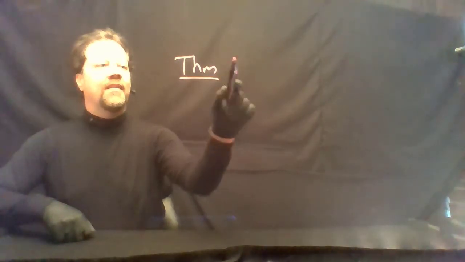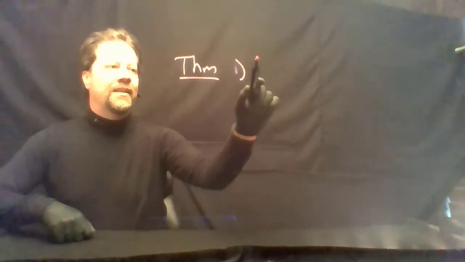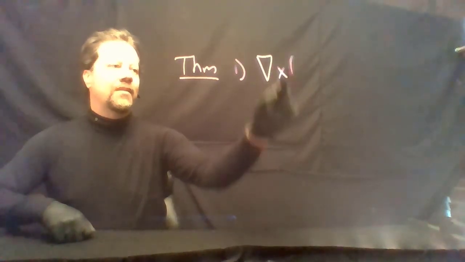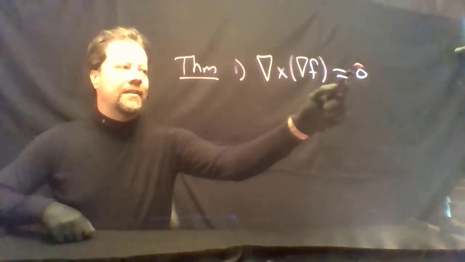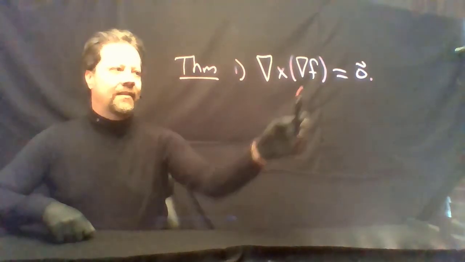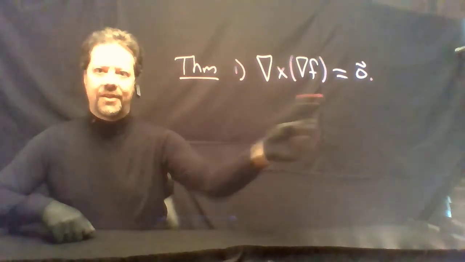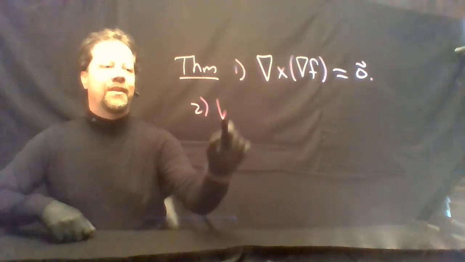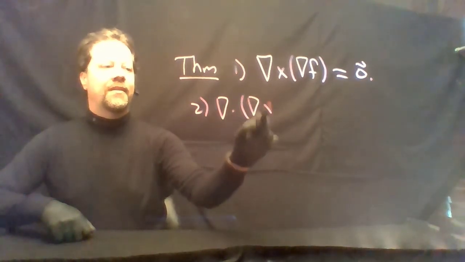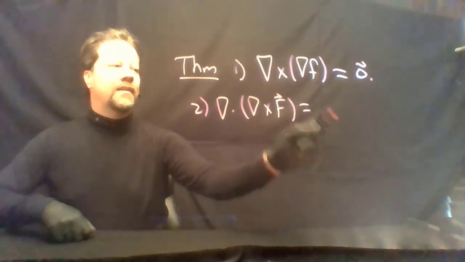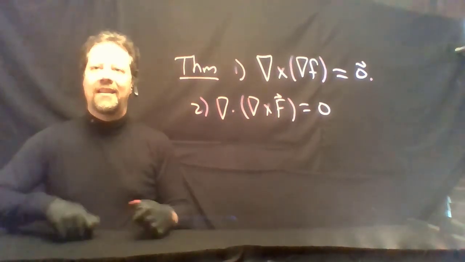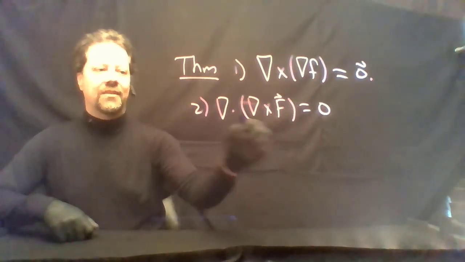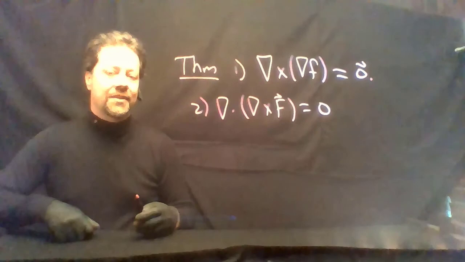I'd like to codify as theorems two things that we've recently shown. First of all, if I calculate the curl of a gradient, I will get the 0 vector. Every conservative vector field is irrotational. Also, if I calculate the divergence of a curl, I get the 0 scalar. Any vector field that is expressible as a curl will be divergence-free and hence solenoidal.